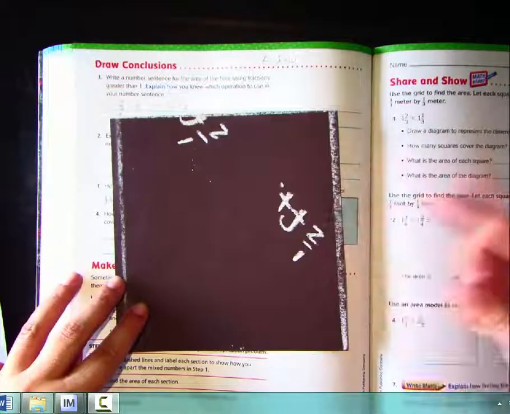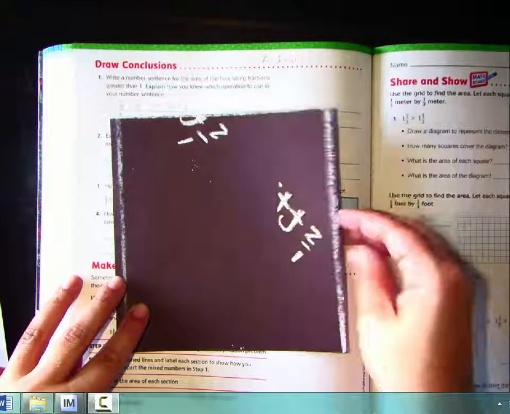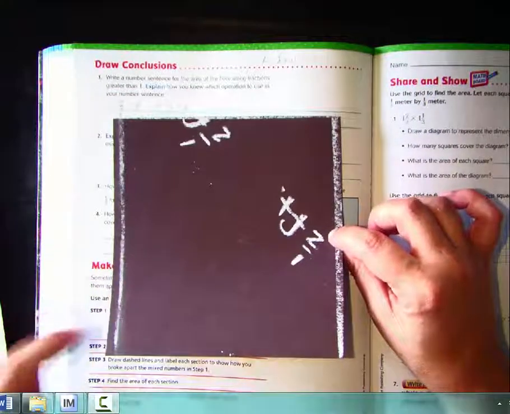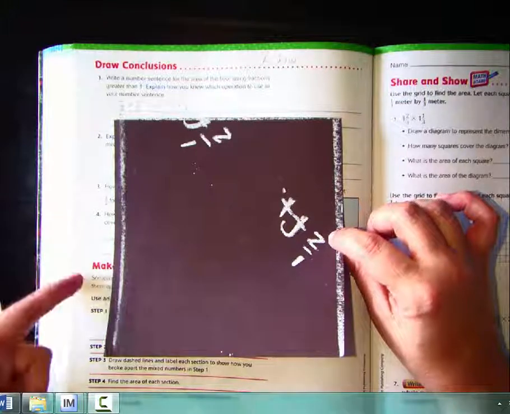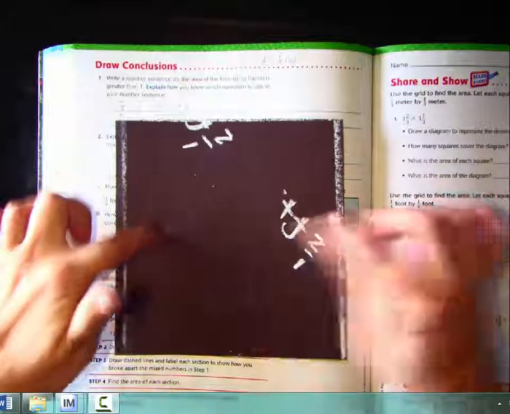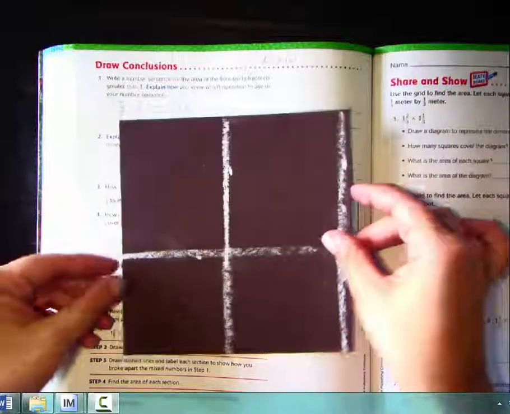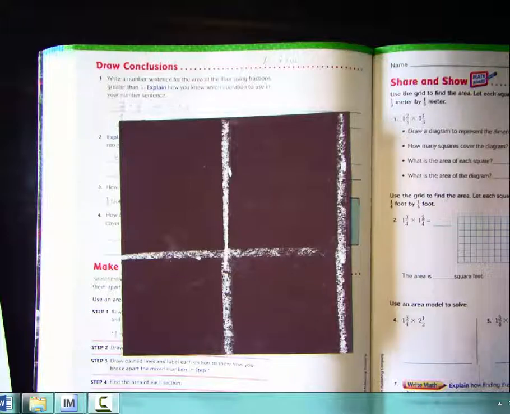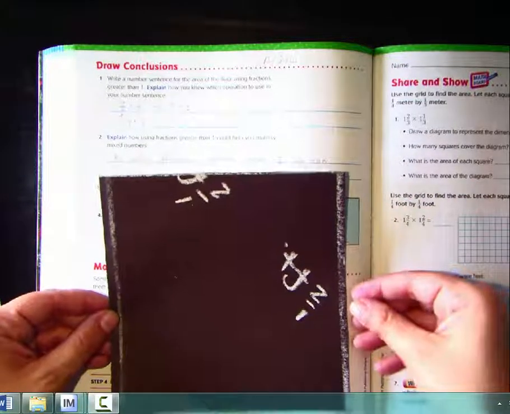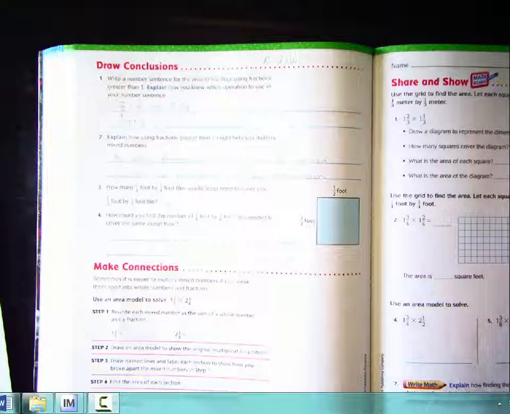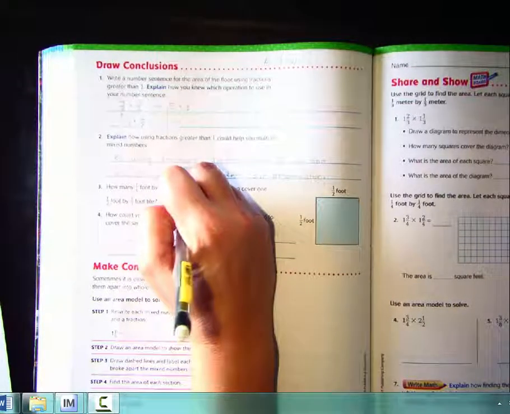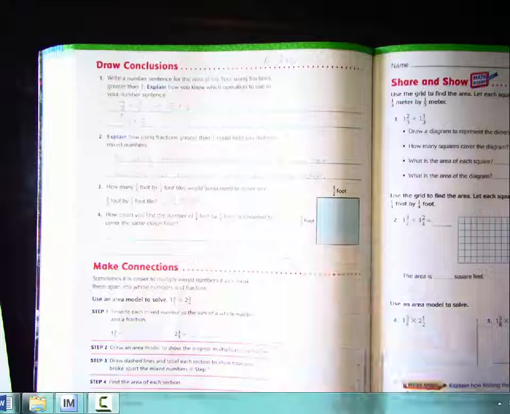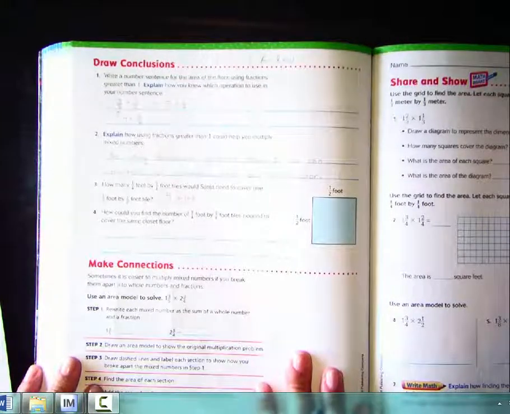Now remember, we drew 1/4 foot tiles on the other side. So if I flip this over, I'm going to see how many 1/4 by 1/4 foot tiles fit inside this. Okay, so we have 1, 2, 3, 4. So 4 1/4 foot tiles will fit inside a 1/2 by 1/2 foot tile. Okay, so 4 tiles will fit inside there.